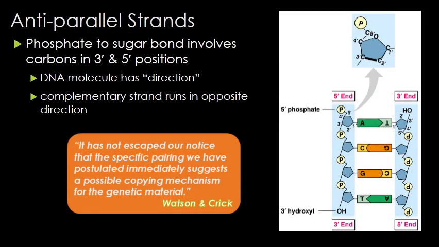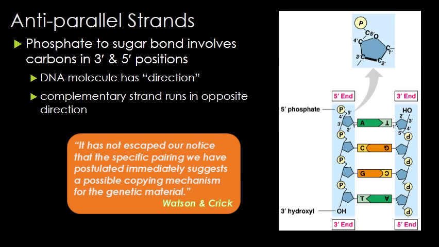So what the various scientists to this point then realized is that the phosphate to sugar bond involves carbons in the 3 and 5 positions. So you end up with 5 to 3 and 3 to 5 in an anti-parallel DNA strand, where the strands are running in opposite directions. And so what Watson and Crick said was that it has not escaped our notice that the specific pairing we have postulated immediately suggests a possible copying mechanism for the genetic material.